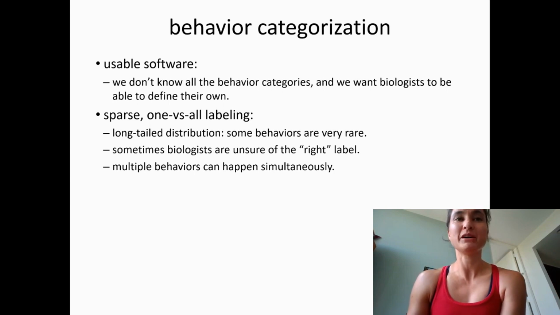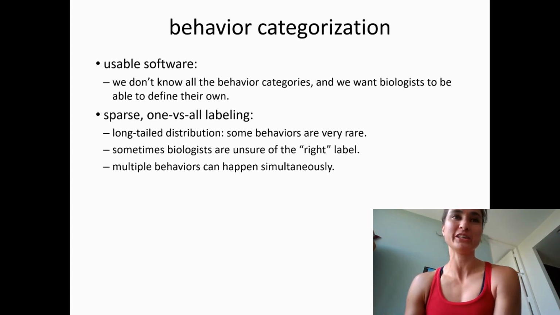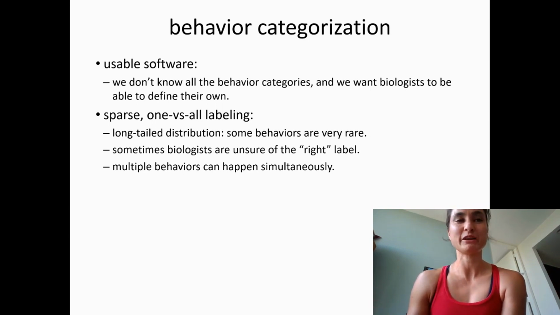Another thing that we noticed is that biologists are often unsure about the right label in certain frames. And instead of just making a decision, they spend all of their time agonizing over these ambiguous frames. So what we ended up doing is just saying that the biologist should not label those frames. They should not spend the effort on giving us labels that were often very noisy. And the third observation that we made is that multiple behaviors can happen simultaneously. This is one of the reasons that we went with this one versus all annotation, where every classifier is trained to either be this behavior or not this behavior.